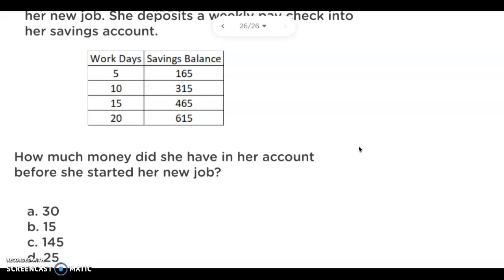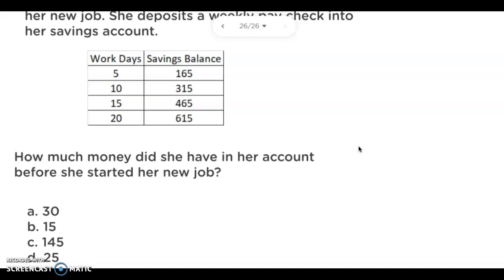Now remember, the slope is a rate of change. Where is change occurring? At what rate is it happening? That's slope. So if it says unit rate, the rate, anytime you see change occurring in a problem, that is asking for the slope. This problem says how much money did she have in her account before starting her new job. Remember, the y-intercept is the starting point. Where are we starting at? That's the y-intercept.